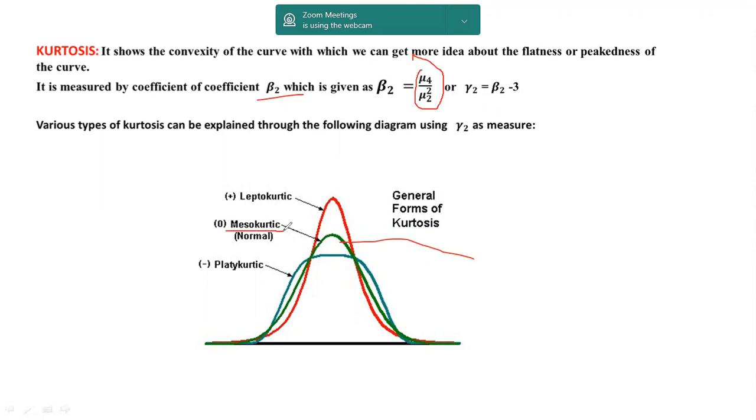If the curve's peakedness is more than the normal distributed curve, then we say it is leptokurtic. If it is flatter than the normal distributed curve, we call it platykurtic. So three things: the green curve is symmetric; if the peakedness is more than the symmetric one, we call it leptokurtic; if it is flatter than the normal one, we say it is platykurtic. So we use this formula to get the kurtosis.